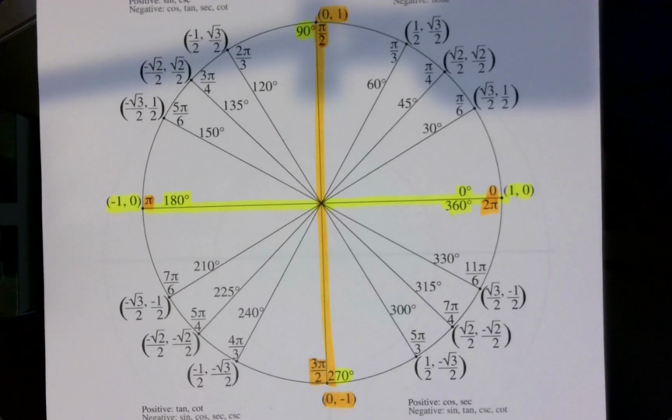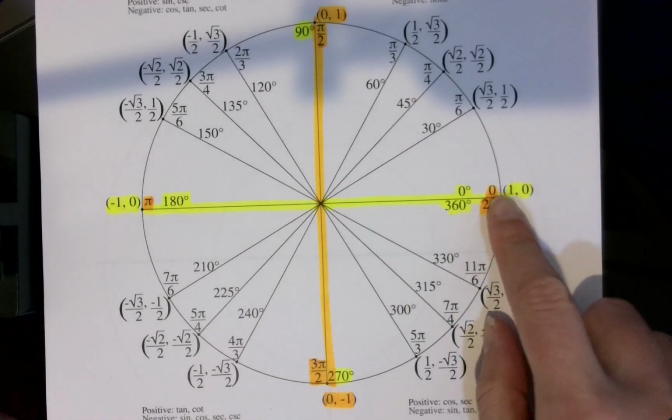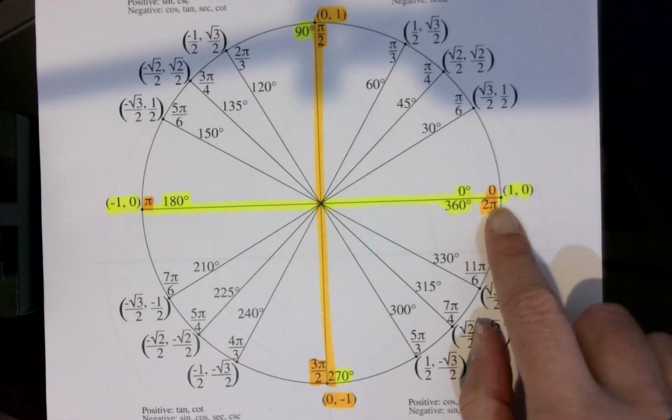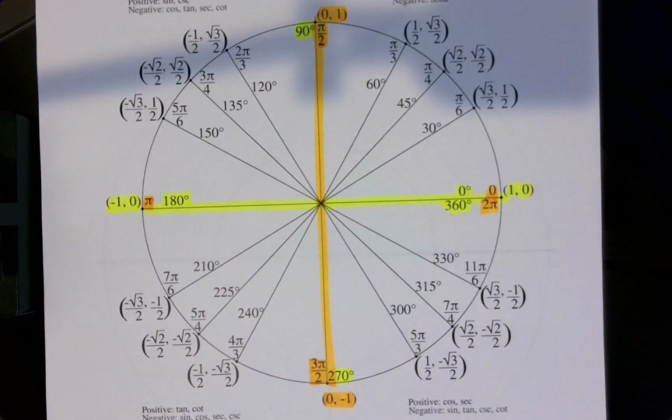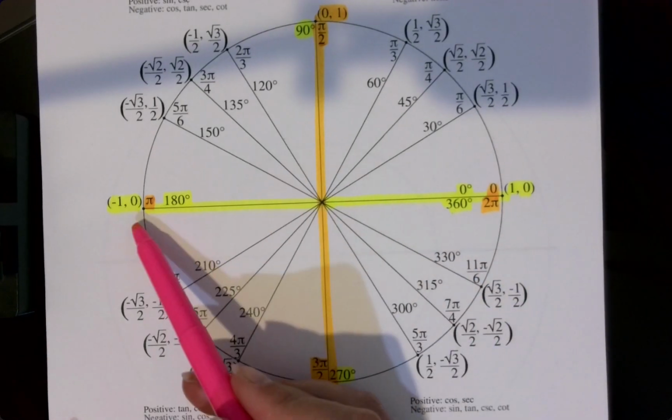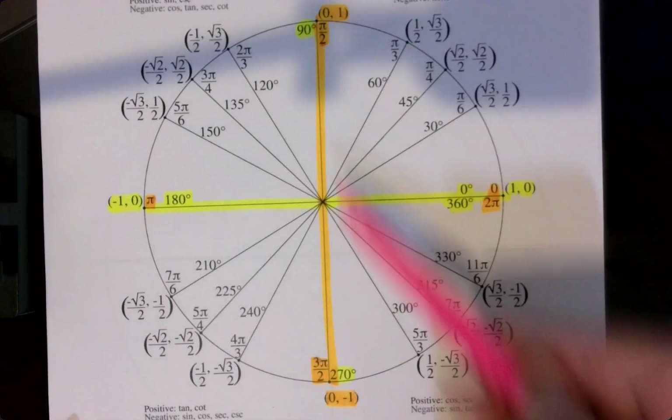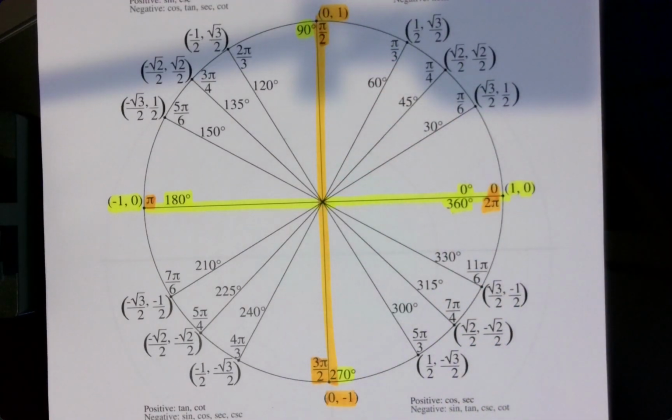And so for those four special angles, rotating back to 2 pi, 0 and 2 pi are the same angle. So 4 unique angles right here are all based on the fact that they lie on one of the axes. There's a bit of symmetry between left side, right side, and top side, bottom side. Same value, but opposite sign. So keep that in mind.